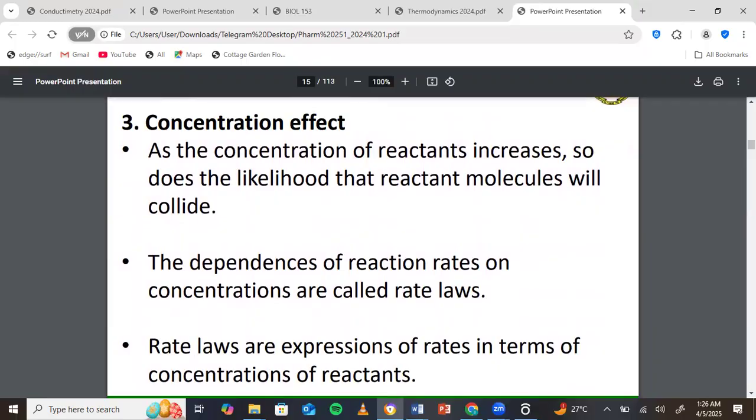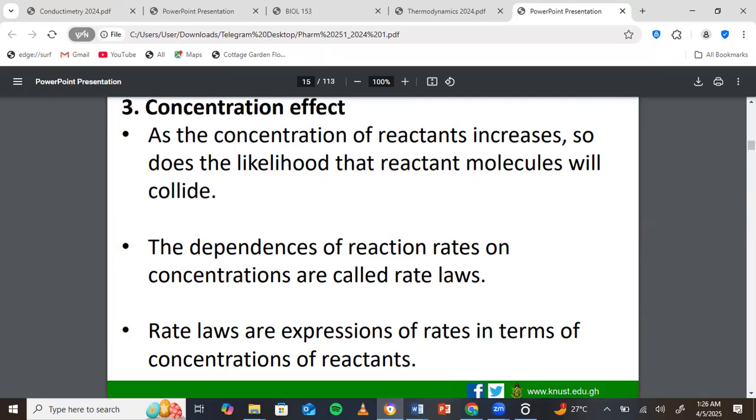Now, effect of concentration. As the concentration of reactants increases, so does the likelihood of the reactant molecules to collide. When we add more particles to the solution, that's when we increase the concentration, and the probability of the reactants colliding increases, right? And that will increase the probability of products forming. So the rate of reaction is increased by concentration.